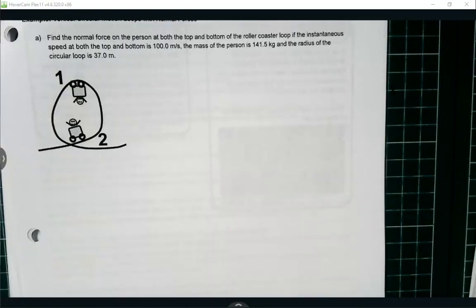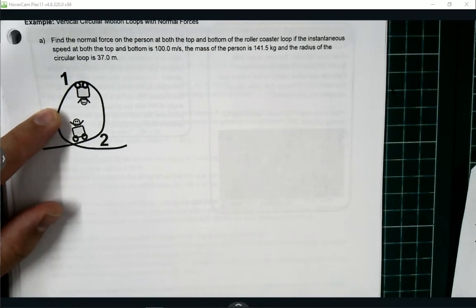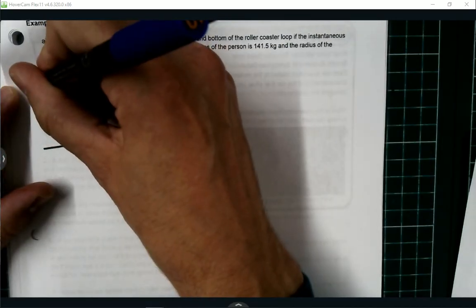Roller coasters on a less grand scale. So roller coasters have this other idea that might involve normal forces as opposed to tension. And when you're at the top of a roller coaster, look at these people riding the roller coaster. When you're at the top of the roller coaster, hey, I'll change my reference frame.